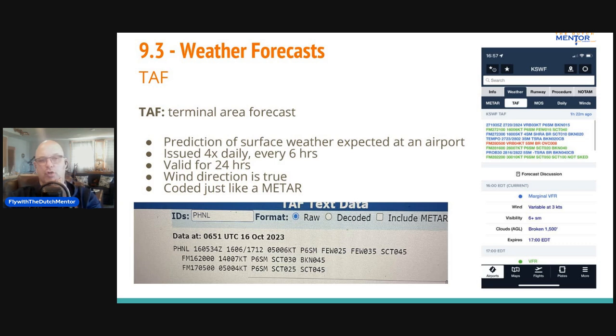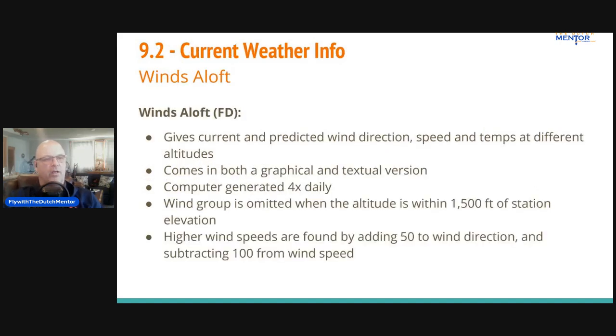It's a prediction of the surface weather. It is updated only 4 times a day at 6-hour increments, and it's valid for 24 hours. It will give you the wind direction in true or magnetic. And it's coded like a METAR itself to have some consistency between them. Again, in ForeFlight, you can ask for just an English readout of that to help you understand.